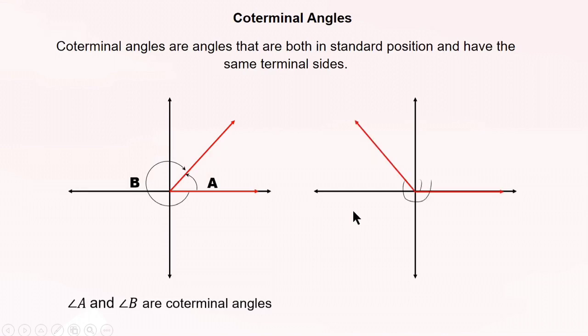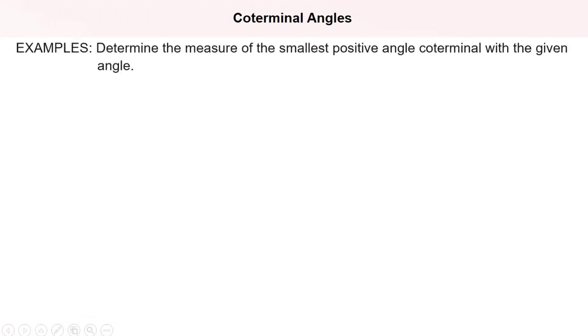However, angles C and D are not coterminal angles. Why? Because angle D is not in standard position. The initial side is not located on the positive side of the x-axis. Examples. Determine the measure of the smallest positive angle coterminal with a given angle. So we're gonna determine the smallest positive angle coterminal with a given angle.